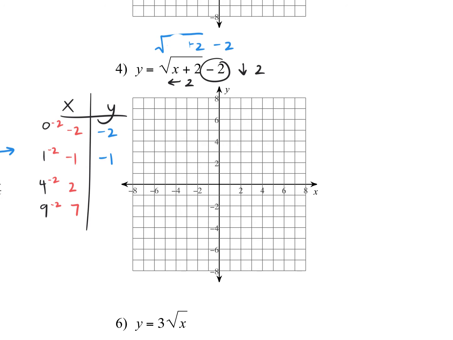Plug in positive 2. So 2 plus 2 there, that's 4. Square root of 4 is 2. 2 minus 2 is 0. And then last one, plug in 7. 7 plus 2, that's going to be square root of 9. So that would be 3 minus 2, which is 1. And now I can go ahead and plot these points: negative 2, negative 2; negative 1, 2; 0, and 7, 1.